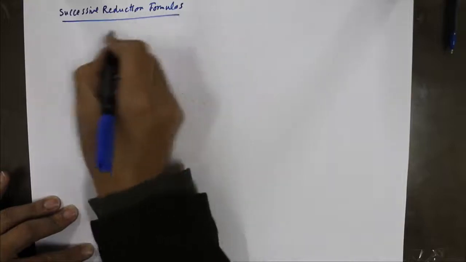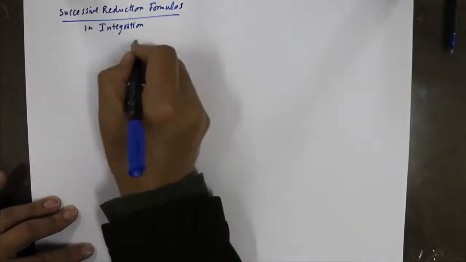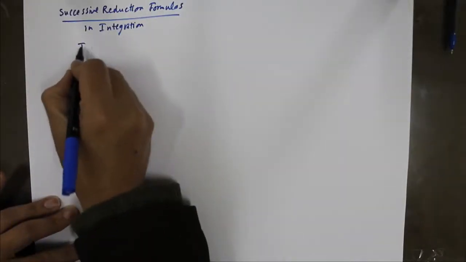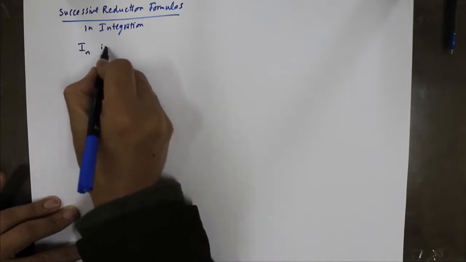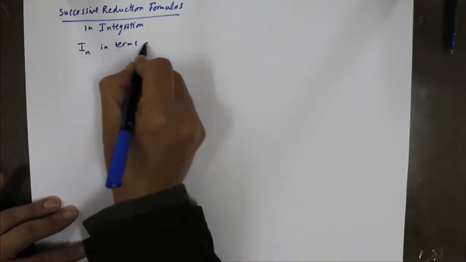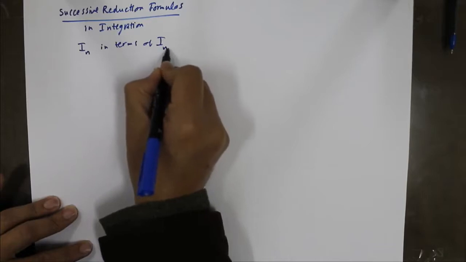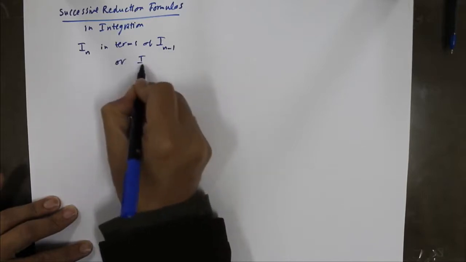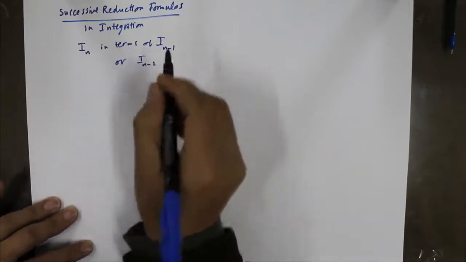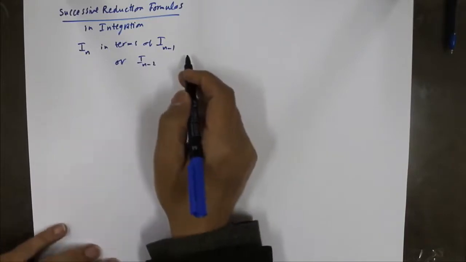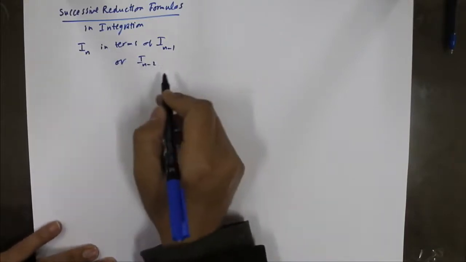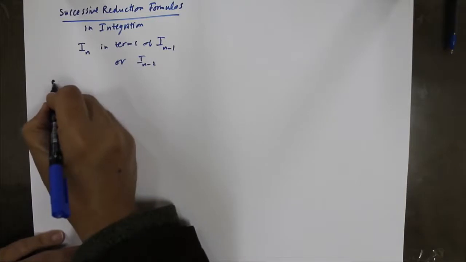The idea of successive reduction formulas in integration is to find an integral with respect to n in terms of the same integral with n minus 1 or n minus 2 and so on. Something easier, something depending on a smaller value of n. This will be clear by some examples.